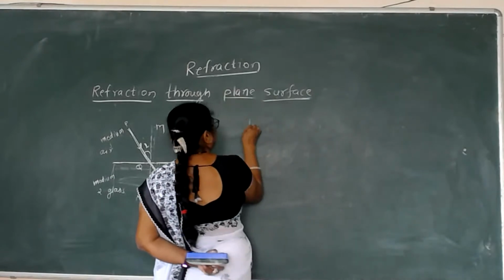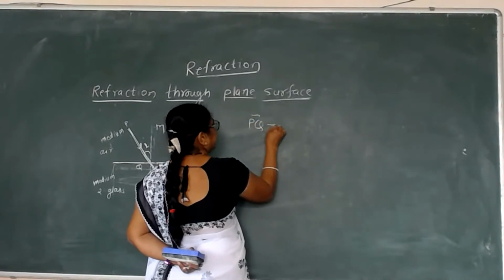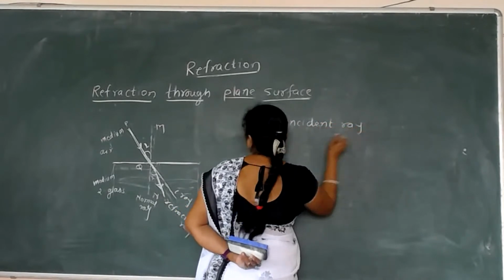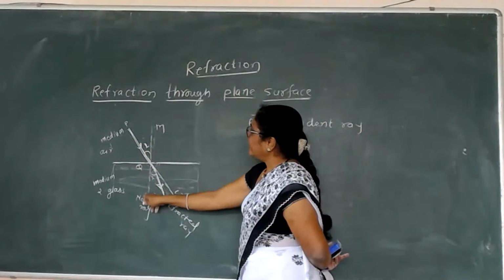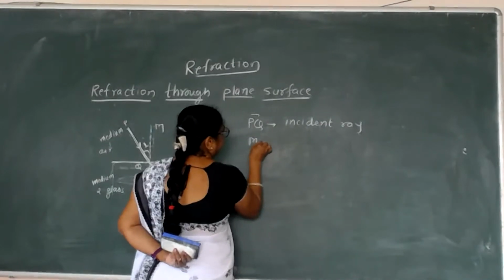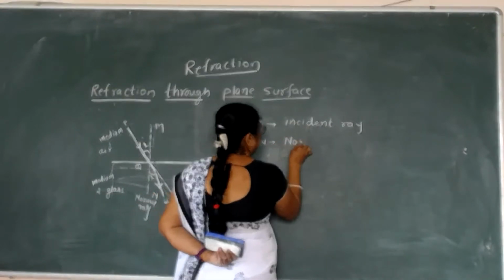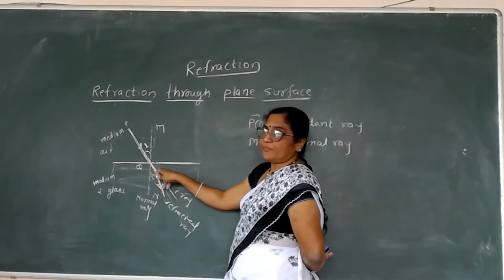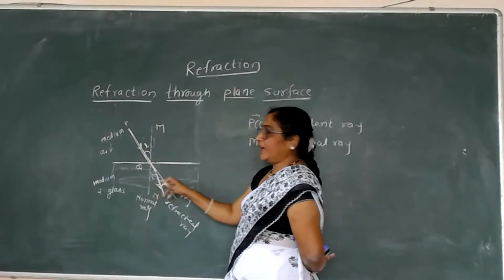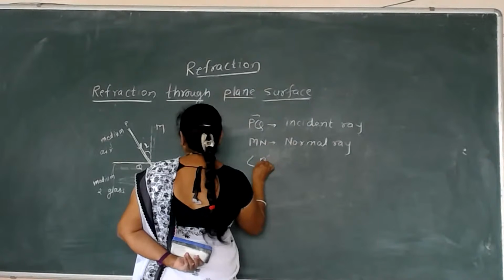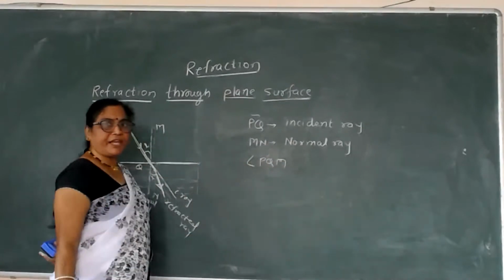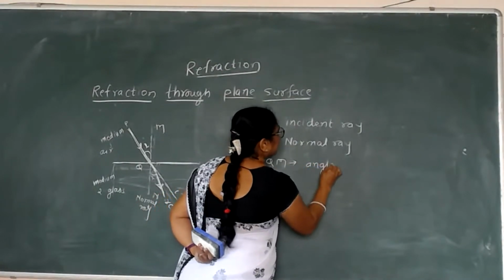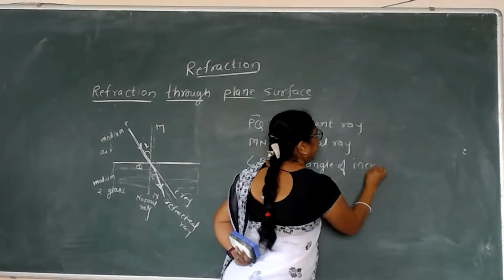PQ is the incident ray, MN is known as the normal ray. The angle between the incident ray and the normal ray, that is angle PQM, is known as the angle of incidence.